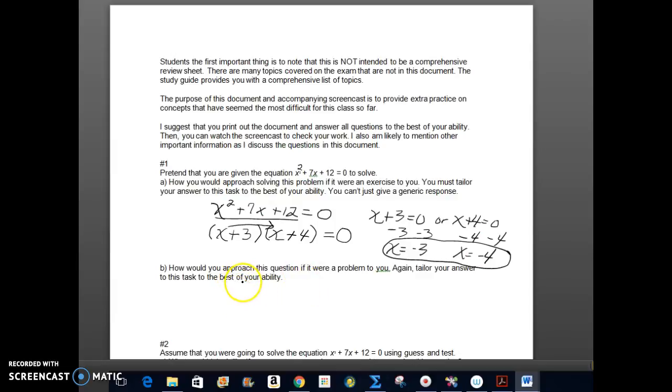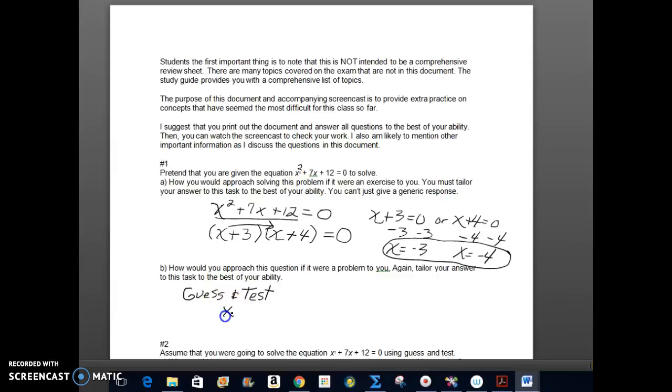If it's a problem for you, how would you go about finding the values of x that make the equation true? Because that's what it means to solve an equation: find the values of x that are going to make the equation true. I would say you'd come up with a strategy, and in this case, I might as well go back to that strategy that you can use when you can't think of anything else, which is guess and test, right?